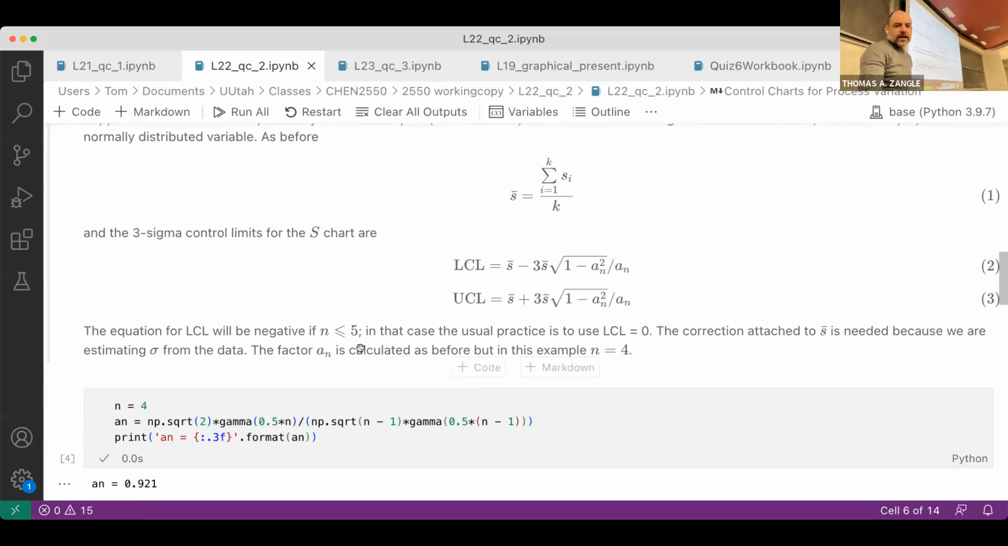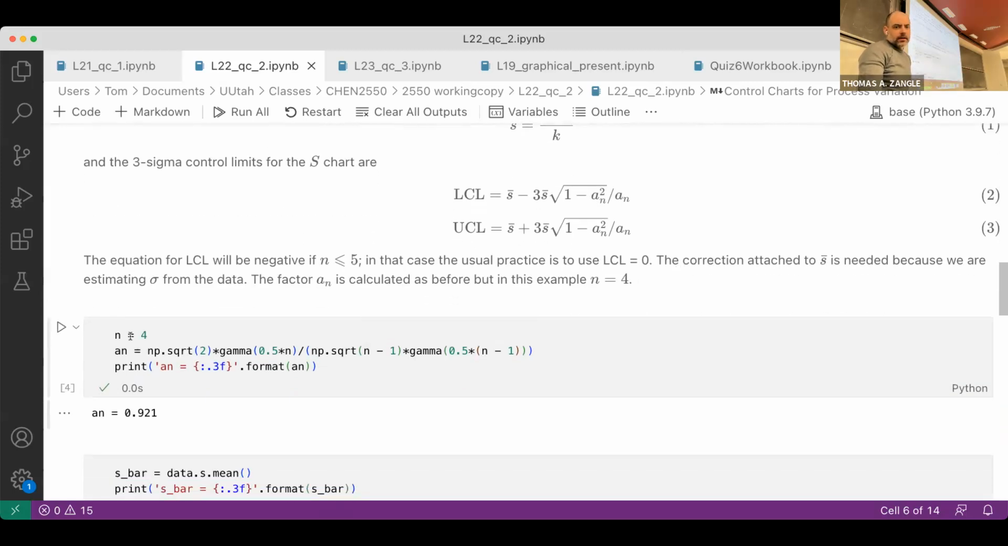And then this factor a_n is calculated as before, as we did in lecture 21. So this is how we calculate that a_n. In this case, a_n is 0.921 based on 4 measurements, right? n is equal to 4. A note on this a_n, something that could be easy to make a mistake on: n in that correction factor, a sub n, is the number of measurements we made at a given time point. In this case, we had 4 measurements for each observation period. And so n was 4.